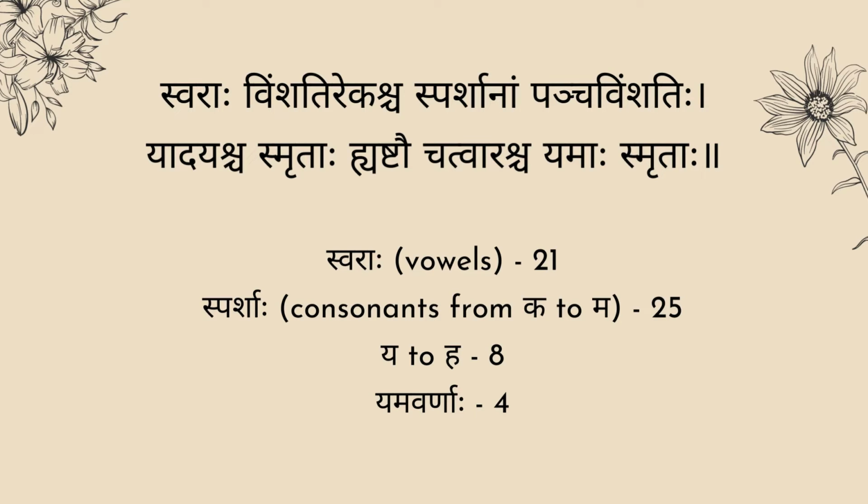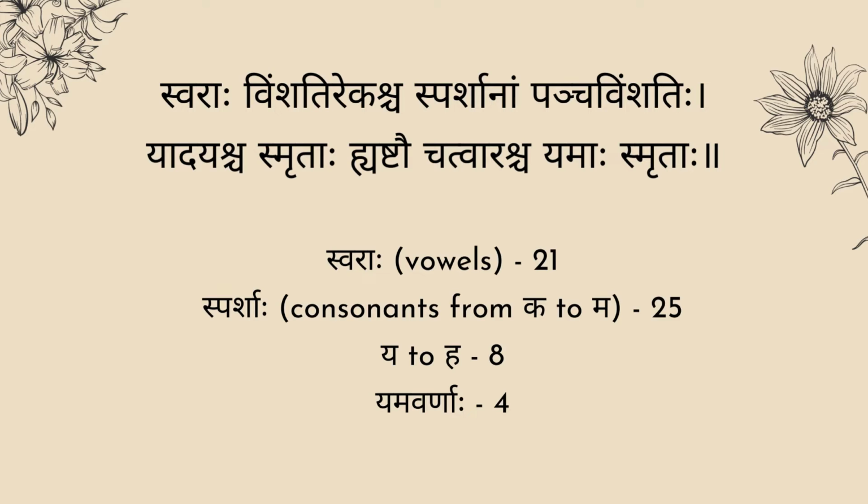So swaraha are the vowels. They are 21 in number. Sparshaha are consonants from ka to ma, that is ka kha ga gha nga, cha chha ja jha nya, ta tha da dha na, ta tha da dha na, and pa pha ba bha ma. So they are 25 in number. And Yadayah refers to Ya, Ra, La, Va, Sha, Sha, Sa, Ha. They are 8 in number.